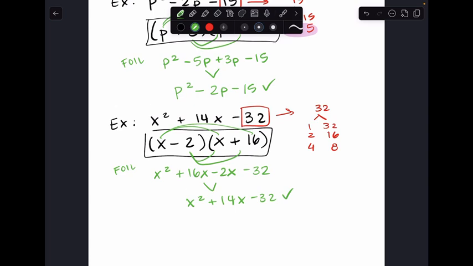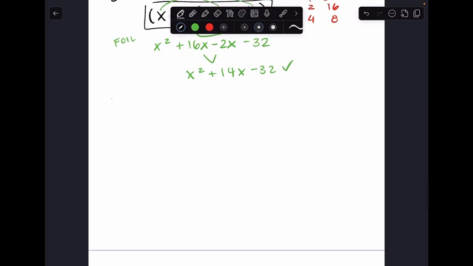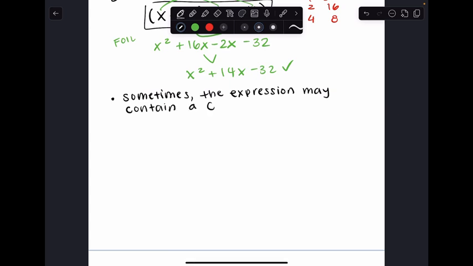Okay, so moving on to the last few portions of 5.2. Sometimes the expression may contain a GCF. So again, if you can recall from 5.1, you always check to see if you have a greatest common factor first, always. So if you can factor out a GCF first, make sure you do that.